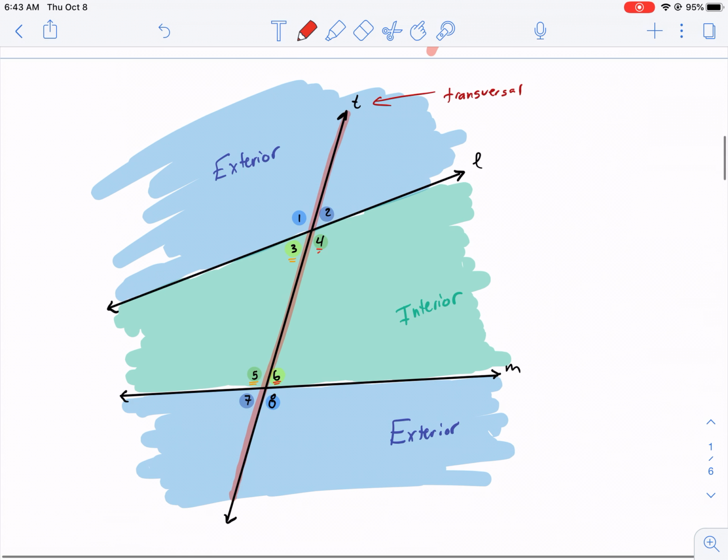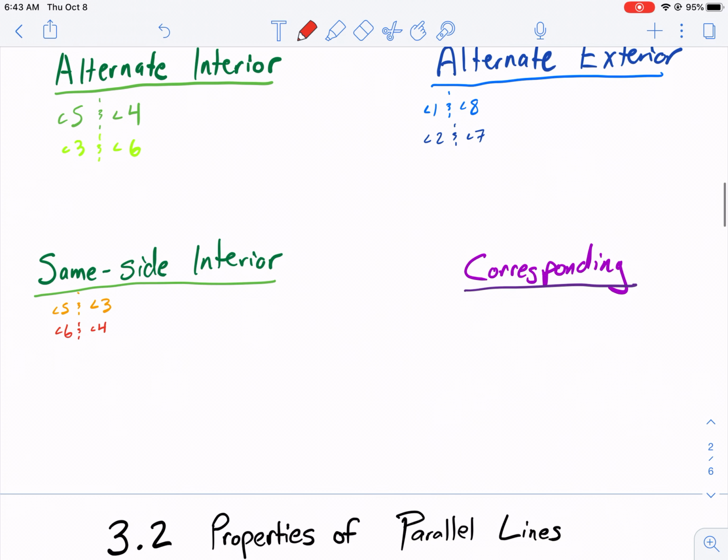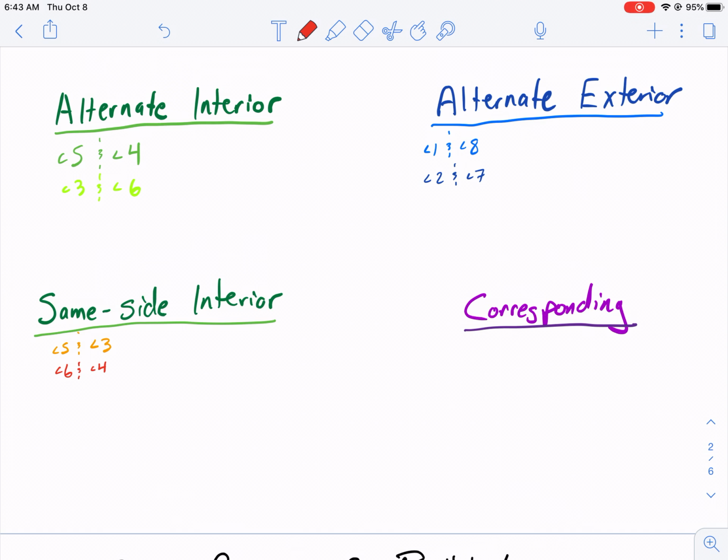Now, same side exterior is really not a thing. I don't know why. I guess it could be a thing, but it's not. Someone just decided that same side exterior doesn't get their own thing. So moving on to corresponding. So corresponding is the last one.